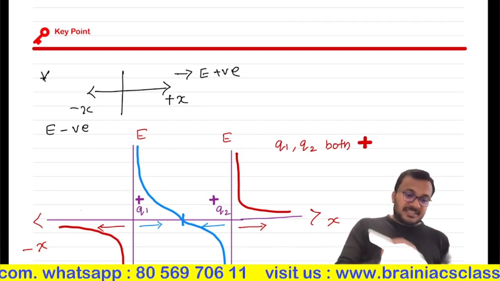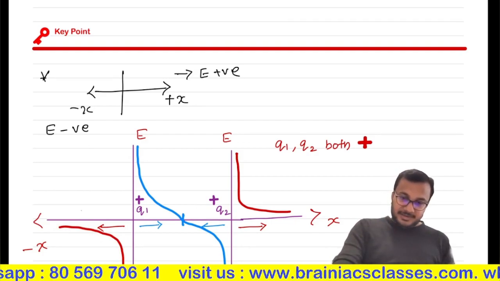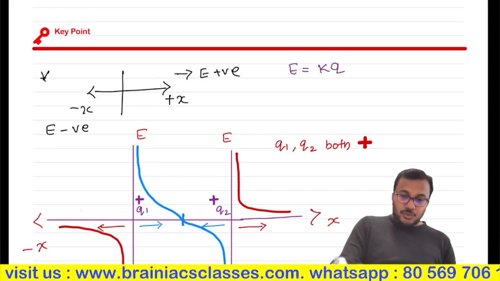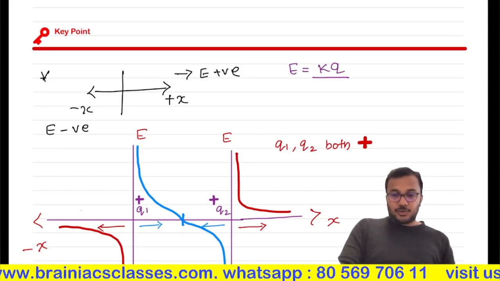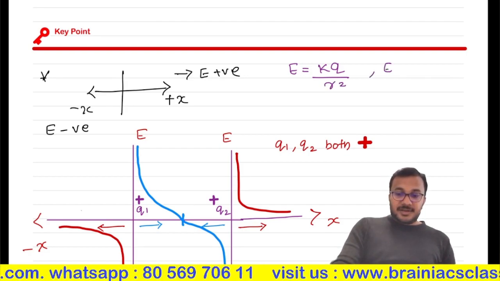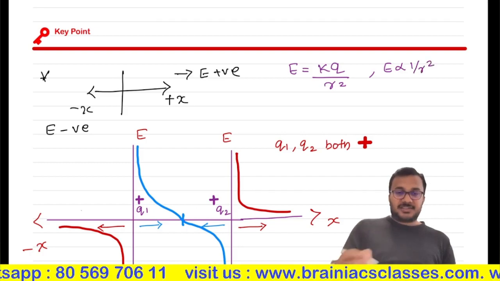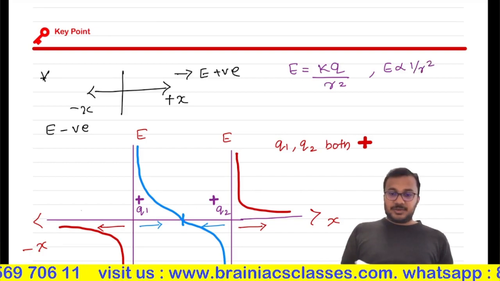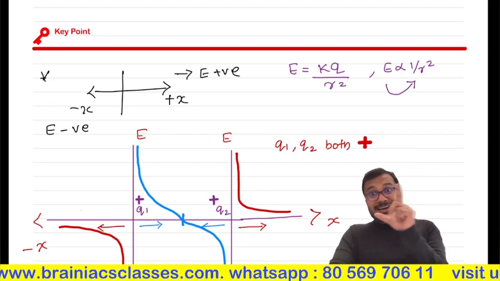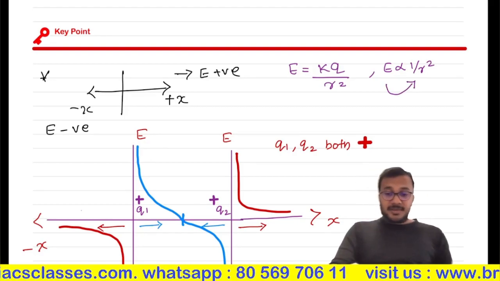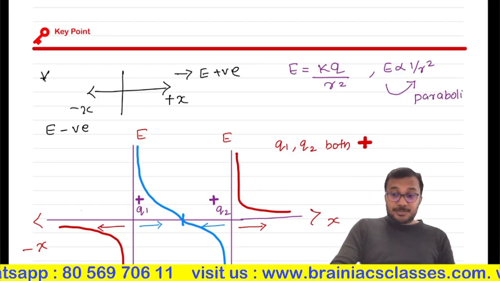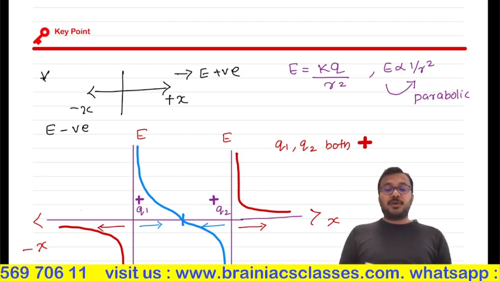We know the basic formula for electric field intensity: E equals KQ by R square. So electric field is proportional to 1 by R square. So the nature of the graph is quadratic. This is the parabolic relationship in mathematics, called parabolic nature.